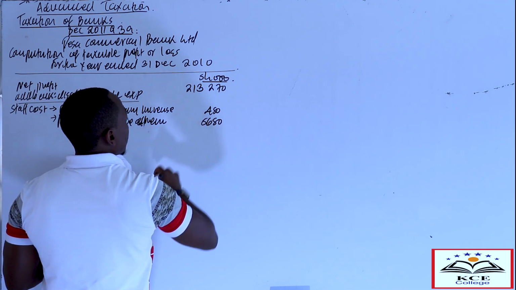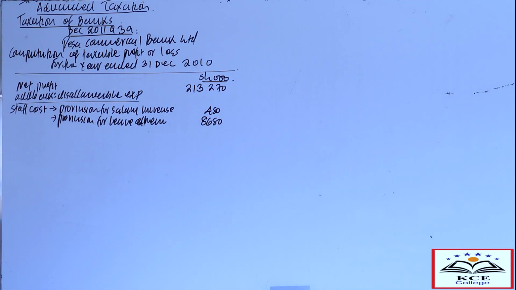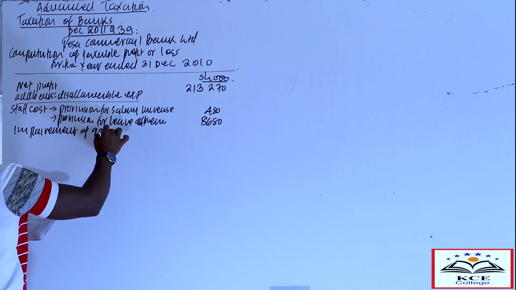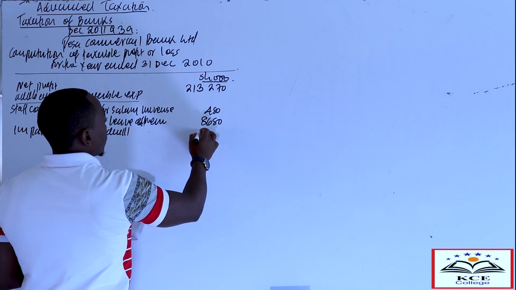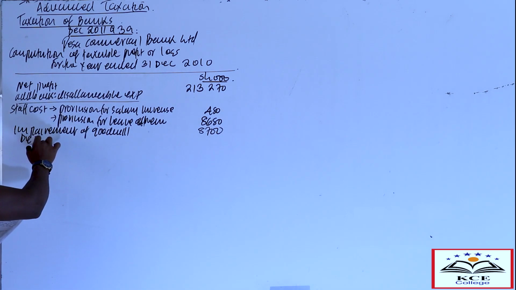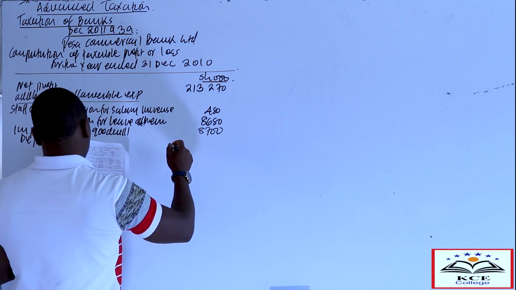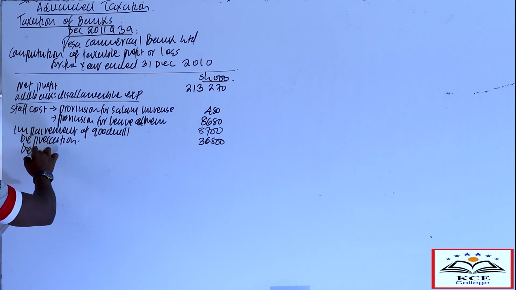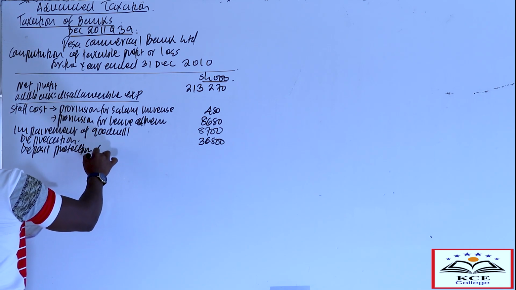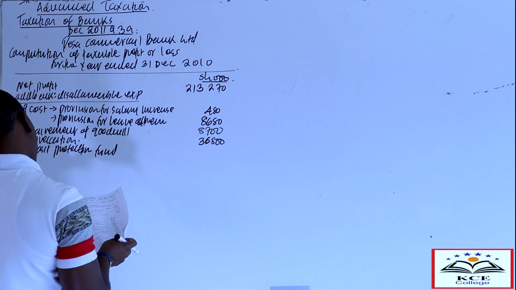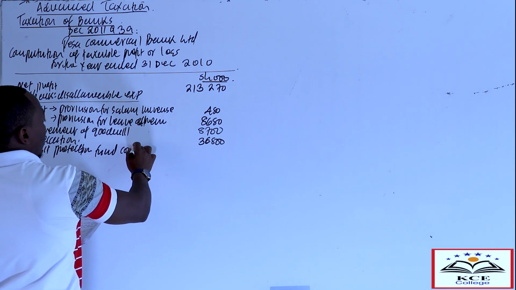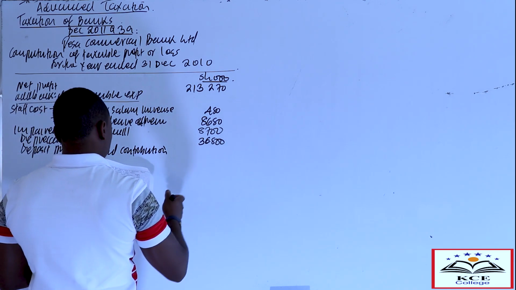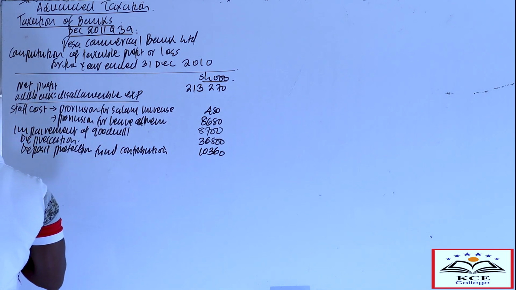Also, you have provision for leave arrears, an amount of 86.80. Then also, we had impairment of goodwill. For the impairment of goodwill, we have an amount of 8,700. Also, we had depreciation. Depreciation was an amount of 36,800. You add it back. Then we have the deposit protection fund contribution, an amount of 10,360.